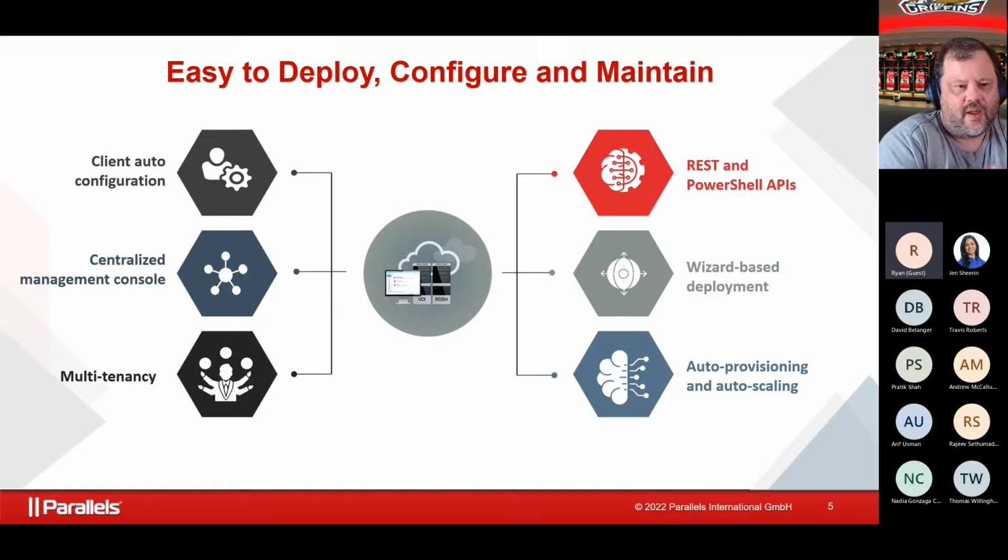See, there we go. So some of the things we can do for deployment: client auto configuration. Don't need to push down any group policies or any Intune policies, things like that. We have an email find where it will go out, find, configure, download, install, the whole nine yards. Like I said, and then we have the auto provisioning and auto scaling.